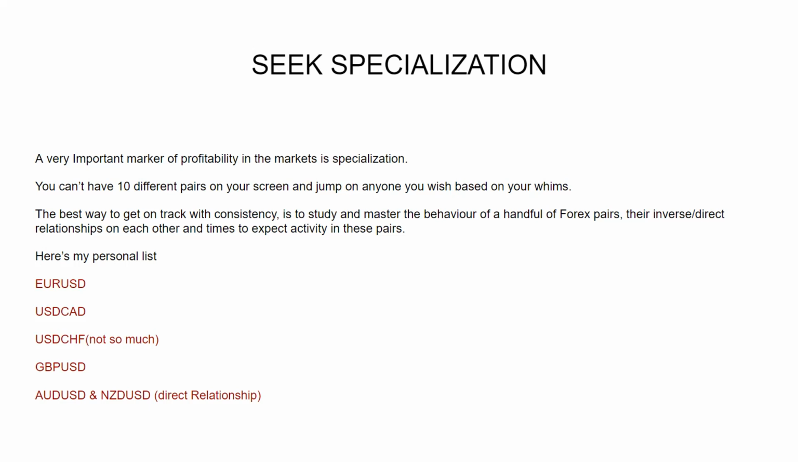So here I've got my own personal list, and we have the Euro Dollar, which you've seen me trade multiple times. Dollar CAD, the Swissy, the Dollar Swissy. I don't trade this so much, but I do when I do. But I've got this in my basket. So you've got the Pound Dollar, and then you've got the Aussie Dollar and the Kiwi Dollar. Now, there's a reason why I didn't list these two separately. It's because they always go together. They have a direct relationship most of the time, 80 to 90% of the time. If you go check it now, you'd find that.